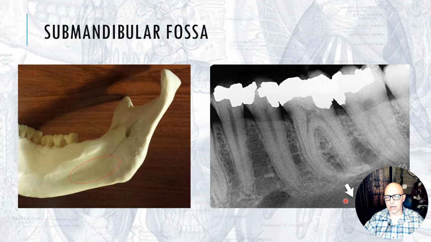Sometimes it can be really pronounced and create a large radiolucency in that area. And the more we look at 3D imaging, we appreciate how deep these depressions can be in the bone. That can make it difficult for implant planning in that location if it really goes S-shaped and curves in and around the submandibular fossa. So a good one to recognize.